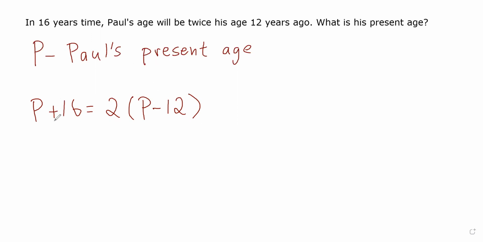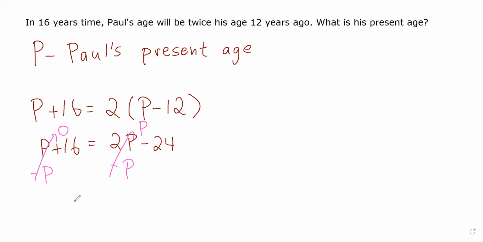Given this equation, we can solve for P. So we have P plus 16 is equal to 2P minus 24. We can move the variables to one side and the constant to the other side. So we can take away P from both sides. So P minus P, this is just 0, right? And then 2P minus P, this is just P. We are left with 16 is equal to P take away 24.